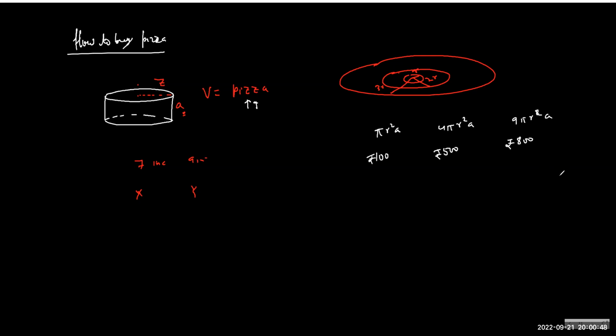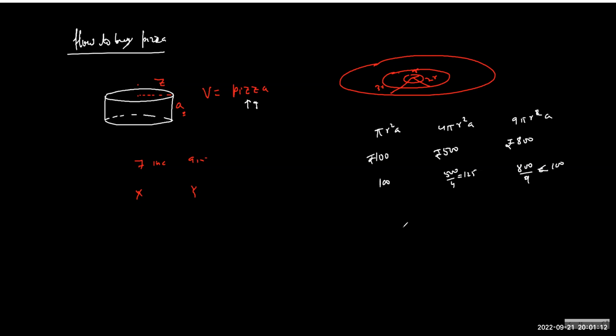Sir, large. Large. Because if you count the price per unit area, it is really small. So it is 800 by 9 factor. So this is like 100. This is like 125. But this is less than 100. Okay.